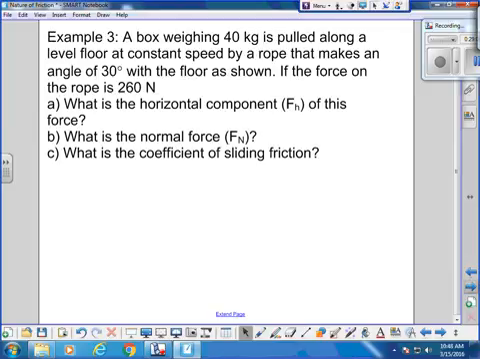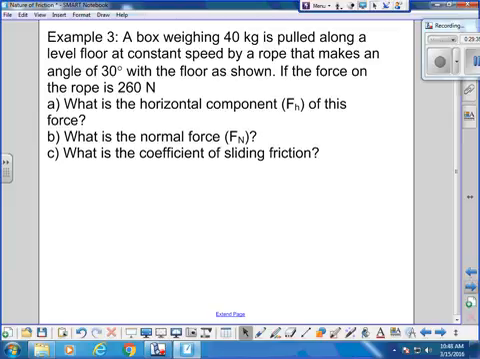This example is a little different here. A box weighing 40 kilograms is pushed along a level floor at a constant speed by a rope that makes an angle of 30 degrees with the floor as shown. I don't have the picture yet. If the force on the rope is 260, what is the horizontal component? What's the normal force? What is the coefficient of sliding friction? This is a challenge question.